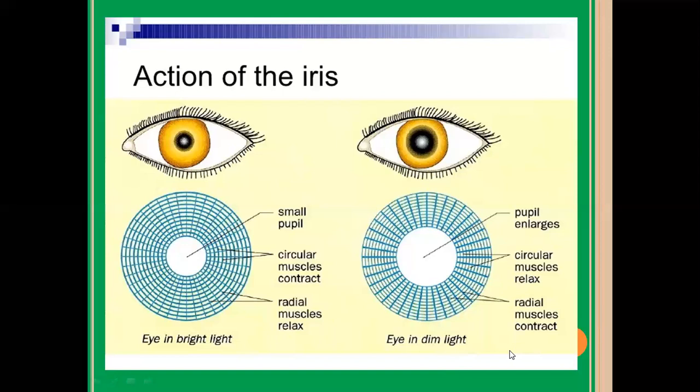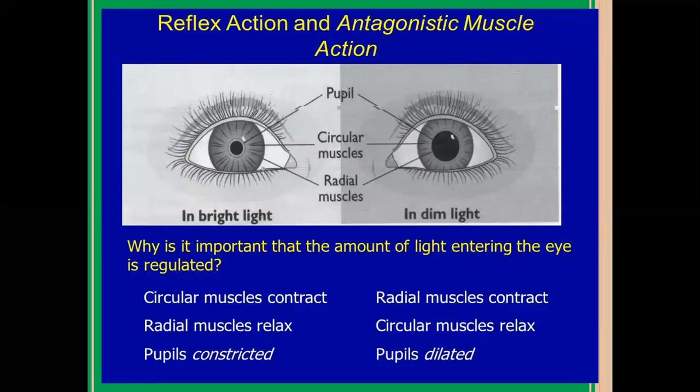Is it clear? Now here you can see the reflex action of the pupil and antagonistic muscle action. I told you before about circular muscles and radial muscles, but here you can see again what happens in bright light and in dim light. In bright light the pupil constricts, and in dim light the pupil dilates. In bright light, circular muscles contract, radial muscles relax, and the pupil is constricted. In dim light, radial muscles contract, circular muscles relax, and the pupil dilates. Is it clear? This is about the dilated and constricted pupil.